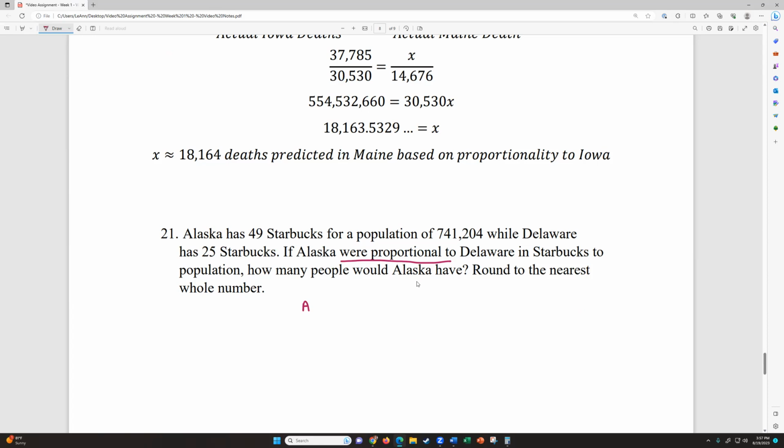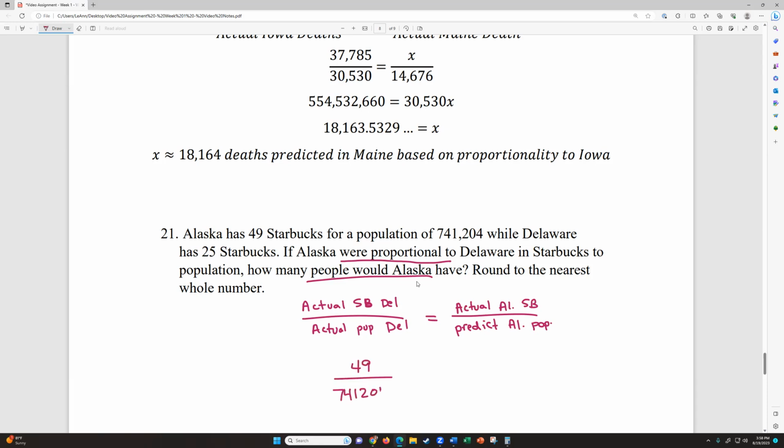So we are going to be using actual Starbucks for Delaware, because Delaware is the one we're relating to. I'm going to abbreviate some of that, over actual population in Delaware, equals, and again, we are asking for a predicted population for Alaska. So I know I'm going to have the predicted Alaskan population, and we're going to use our actual Alaskan Starbucks numbers. Okay. So 49 over 741,204 equals actual Starbucks in Alaska, which is 25, over the unknown population of Alaska. Again, predicted unknown population of Alaska.